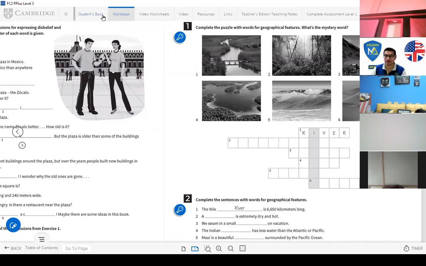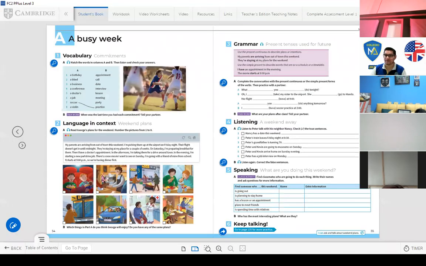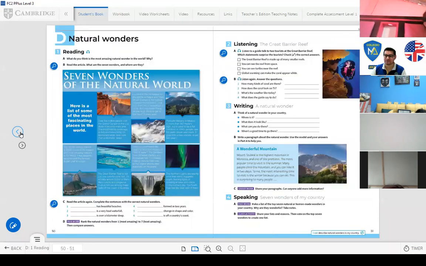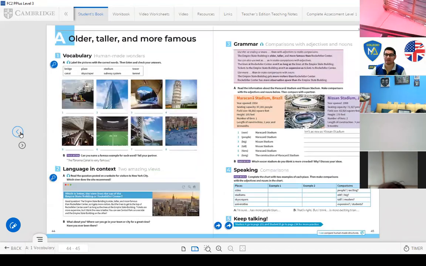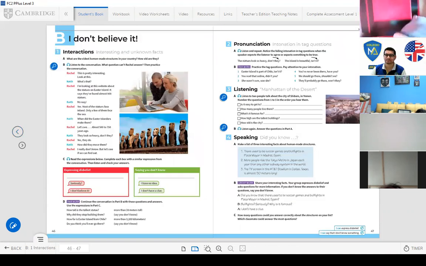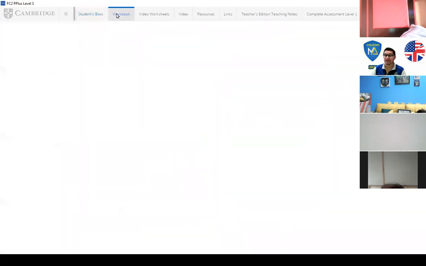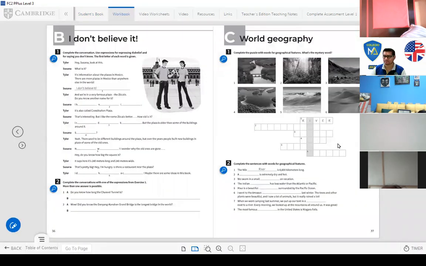¿Dónde podemos encontrar esto? Look at your student's book. Yeah, we are at the geographical features. And where is that? Here. This is it, no? Yeah, the geographical features. And here we have some words about that. Yeah, and tell me here.